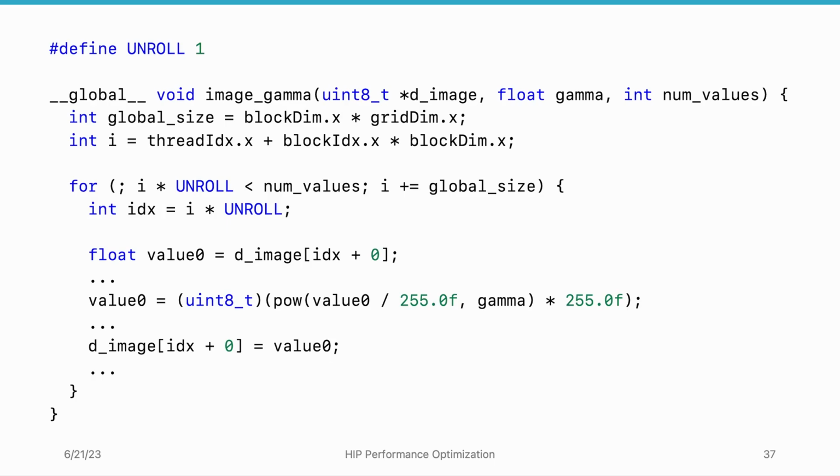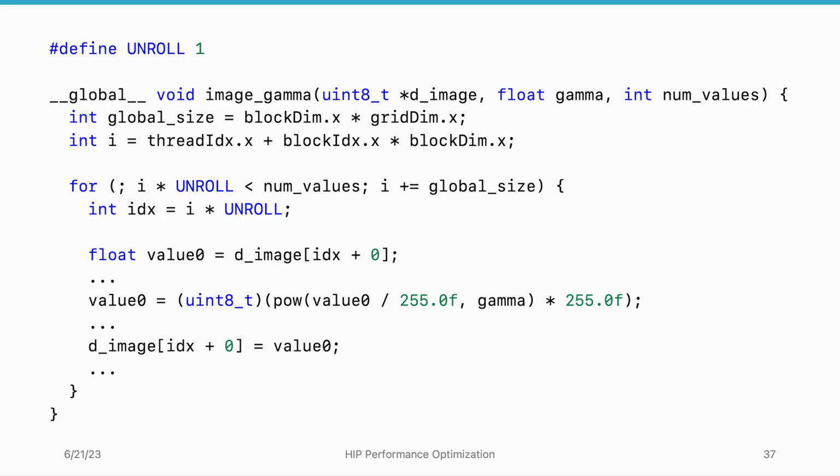Then in the main body of this loop, we separate the statement into 3 different statements. The first one is the loading part. We read the value of 1 pixel and store it in a variable called value0. Then we do the calculation and store the result back to value0. If the compiler is working properly, value0 should be encoded in a register. Then finally, we store the result back to the main memory using the last statement.